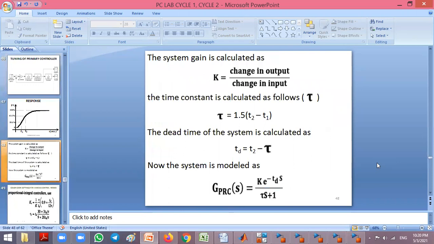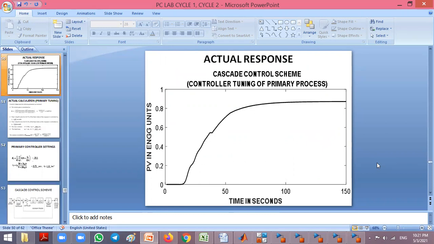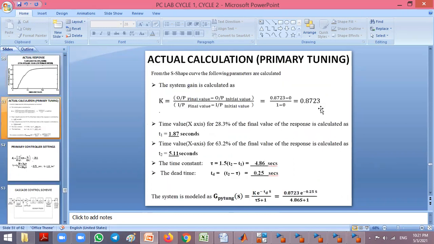We'll do that in MATLAB, at that point I will tell. So it is settling at 0.83, at 0.8723. So the gain is now not 1. Final value minus initial value, 0.8723 minus 0, divided by input 1 minus 0. So your gain is 0.8723, and T1, T2 are noted. From that you have calculated tau and TD. Now the process is modeled: K e power minus TDS divided by tau s plus 1. You will get the equation like this. Now the tuning model is obtained.